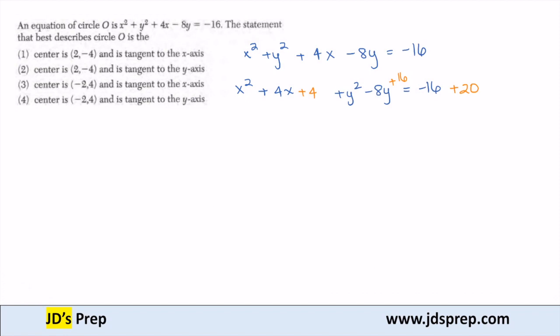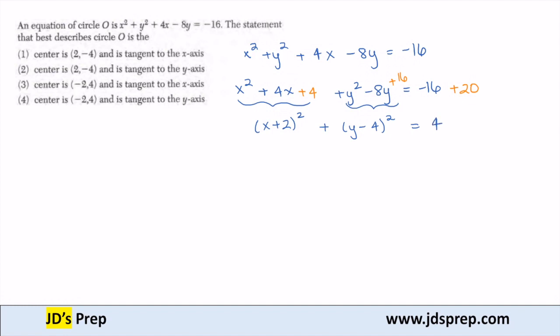Now when I factor for the x's, I'm going to have x plus 2 squared. For the y's, when I factor that, I'm going to have y minus 4 squared. Adding on the right, negative 16 plus 20 is 4.